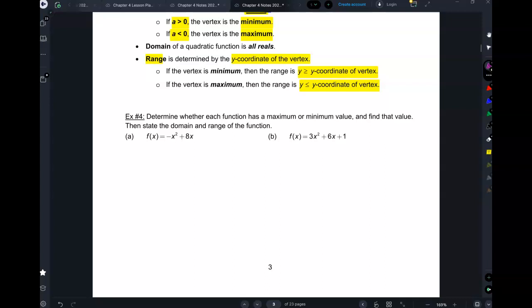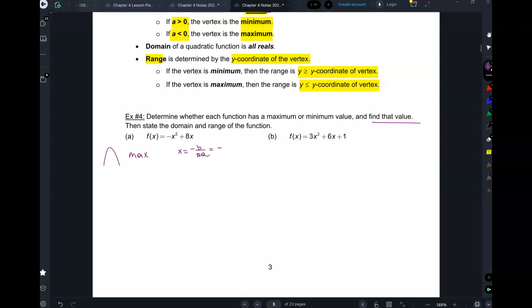Which is it? So visualize it. This is a negative, it faces down, so it's going to have a maximum, right? Since it's negative, the parabola is going to look like this, so there is a maximum. Okay, let's find the maximum. So we've got to find the vertex. x equals negative b over 2a.